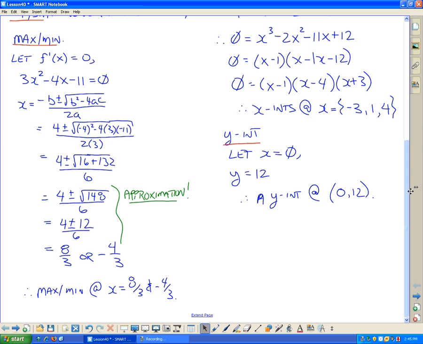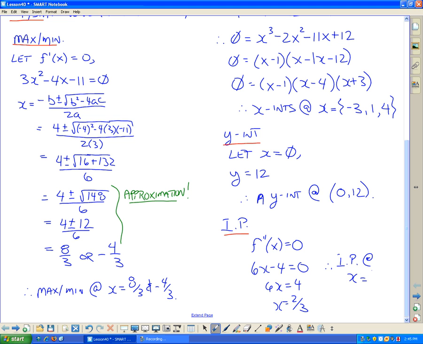Inflection point. Okay. We could do inflection point as well. So that's an IP. I know that there's an inflection point when the second derivative is equal to 0. So we set the second derivative equal to 0. Second derivative was 6x minus 4. So 6x equals 4. X is 2/3. Therefore, an IP at x equals 2/3.